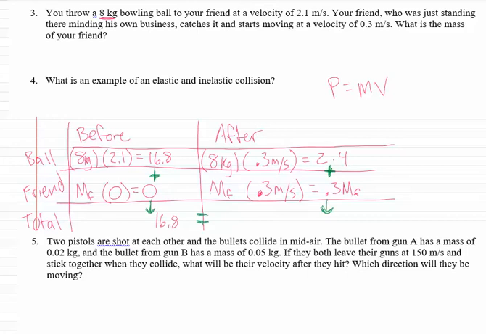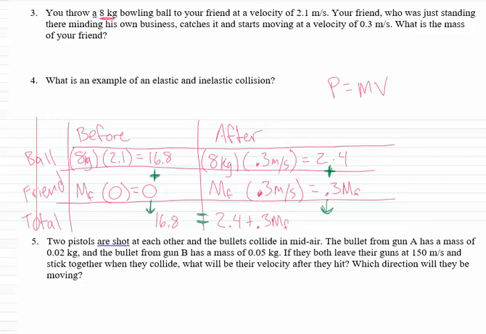The second biggest mistake that I usually see is some people are going to try to add 2.4 and 0.3, but those are not like terms. So make sure that you are keeping them separate. So we're going to have 2.4 plus 0.3m. Now we just have an algebra equation.